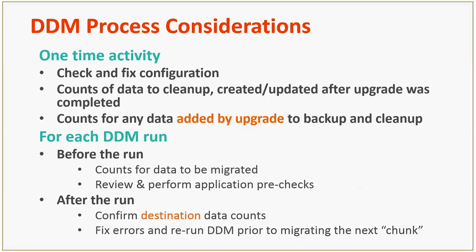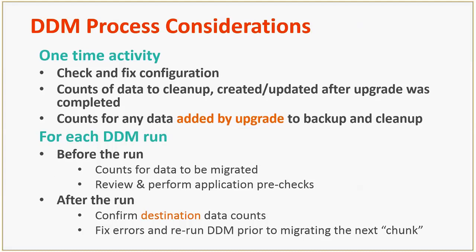And after every DDM run, make sure that your destination counts are okay, that they're matching, or if it's a little bit over, you should know why. Maybe there's additional upgraded data there, or if it's less, you have to make sure, did you have any errors, so that you rerun them and make sure that data comes over, right? So make sure your count validation is done after every DDM run, so that you don't need to worry about them during or after the final DDM run.